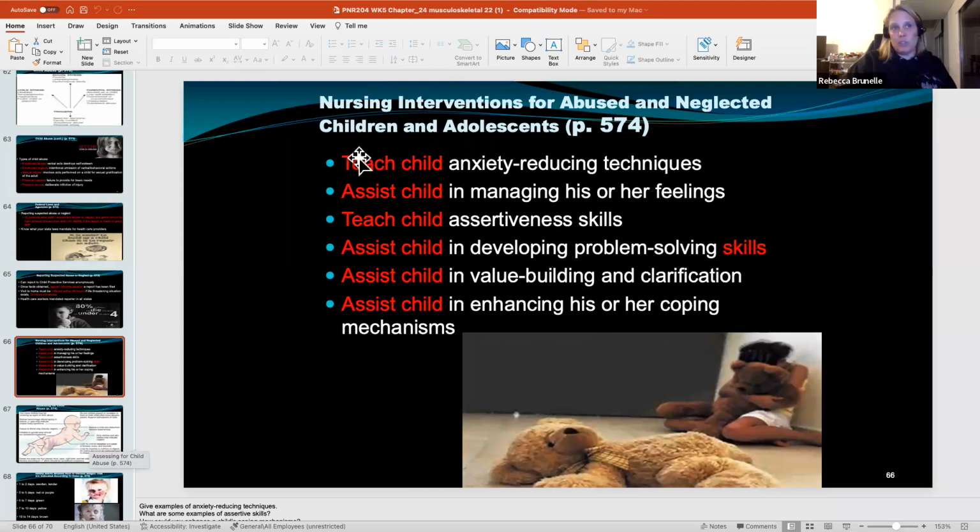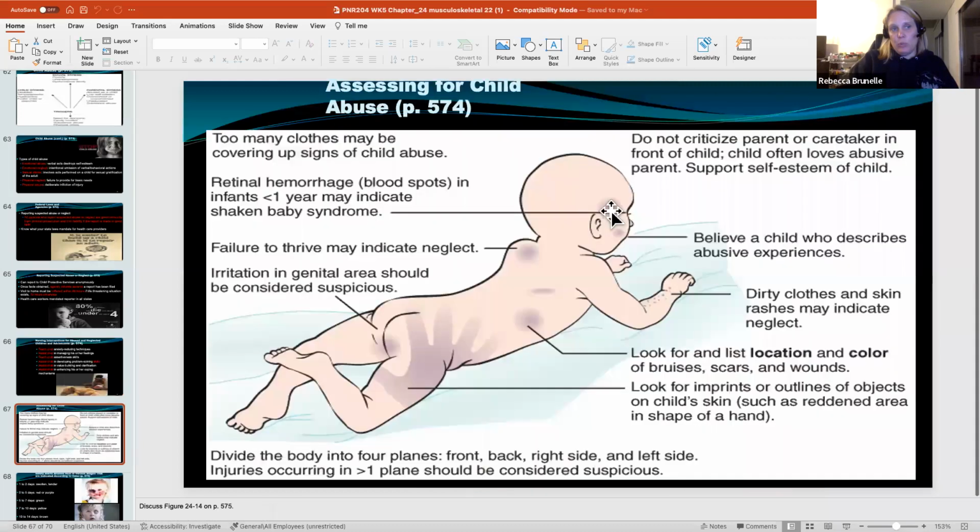There are certain things that you're going to look for. So these are bruises all over the child's body, retinal hemorrhages, seeing the blood spots in the eye, any irritation in the genital area. And I would say always believe a child who says that he or she has been abused. Never assume that a child would make that up or is lying.